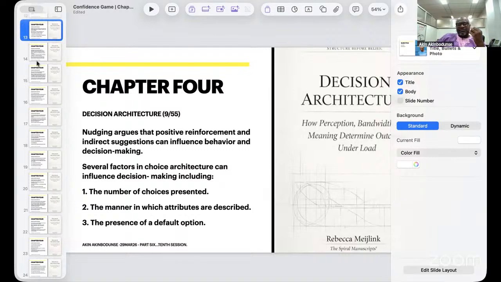But if you can reinforce the things that you believe will affect a particular decision, that aggregates it amongst the hierarchy of things that it can handle, or wants to handle at that point in time, right? So it says several factors in choice architecture can influence decision making, and this includes the number of choices presented. I've found, and I guess it's for everybody, that it's easier to make decisions when the options are few. When you give me too many options, it takes me forever to make a decision.